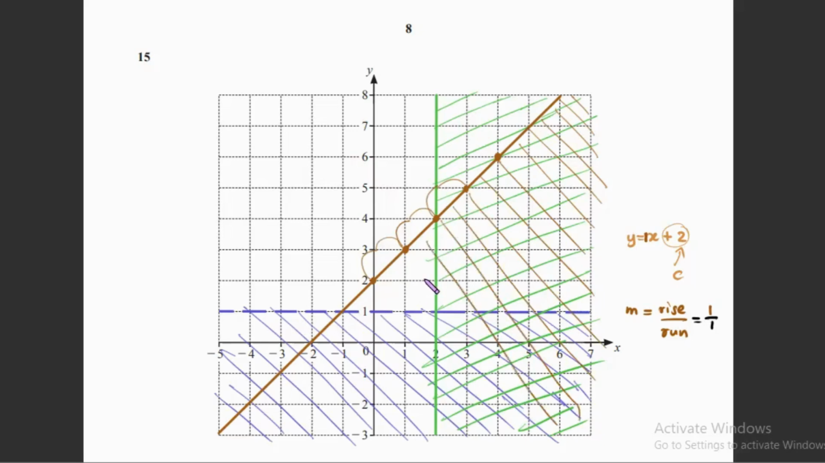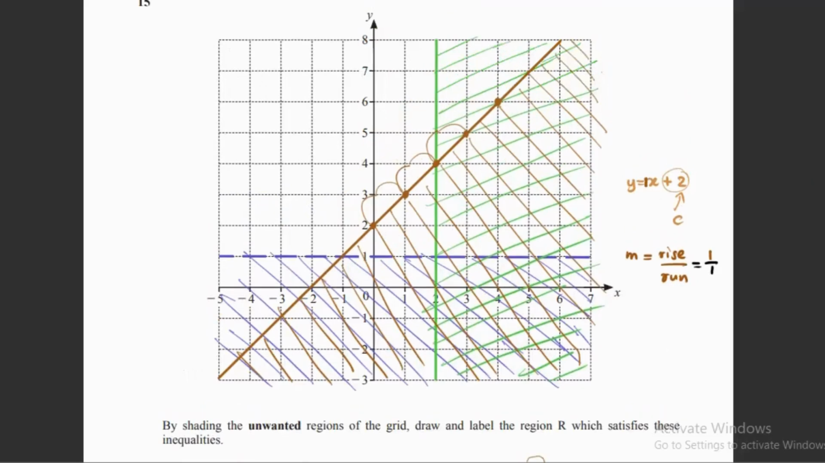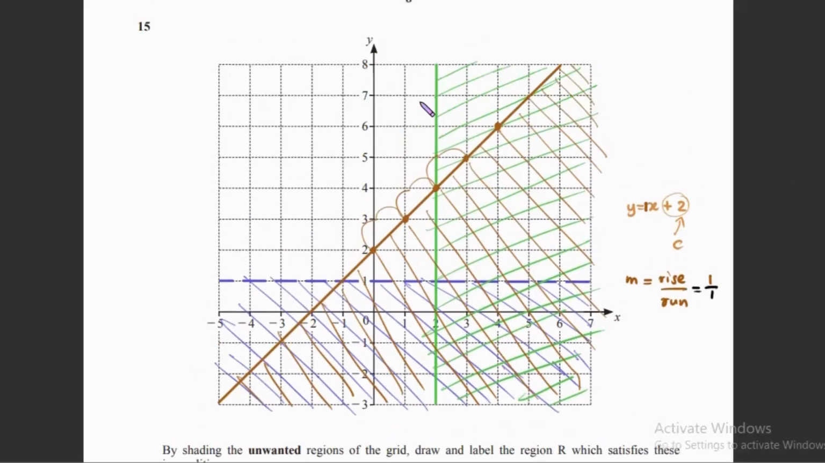Now, the question is asking us to denote where the solution will be by using the letter R. So that is how it's given in the question. So we need to label the region that satisfies all three inequalities using the letter R. So as we shaded in the unwanted regions, the region that is not shaded will be where our solution will be. So this is where our solution is going to be.